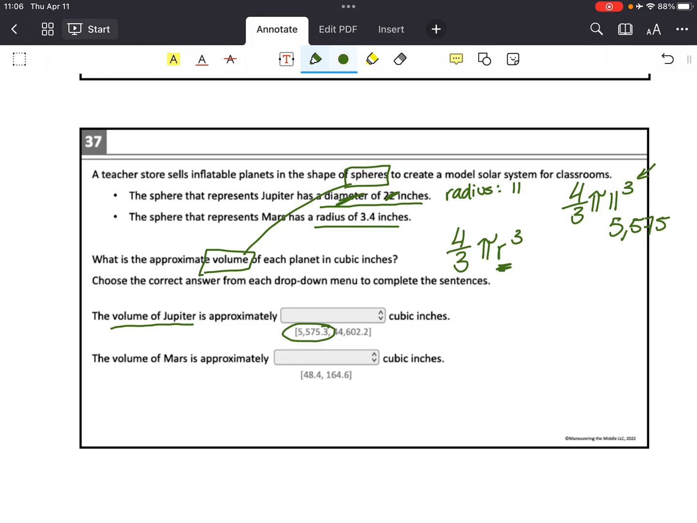Then the sphere of Mars is going to be the same formula because it's still a sphere, but this time it's 4/3 pi 3.4 to the power of 3, and that would give you an answer of 164.6, meaning the second answer in this drop down would be correct.